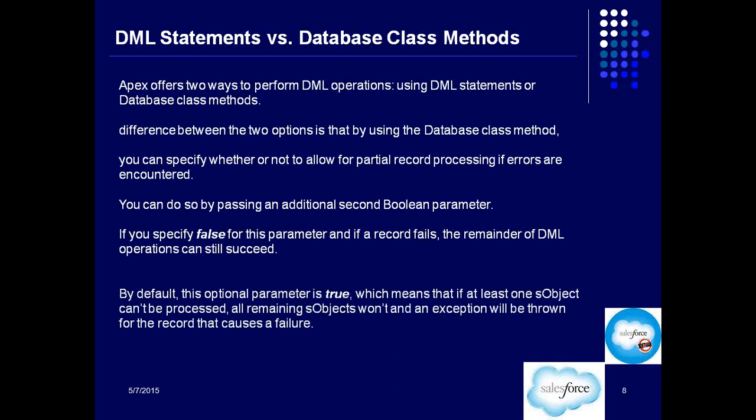That, hey, what if I don't want the entire set of records to be rolled back while performing a DML operation? It's something very simple, nothing very huge. If you understand this, you write better code. Wherever you need the entire statement to be executed at once, use your normal DML operation, and wherever you want partial processing to happen, use the Database class.